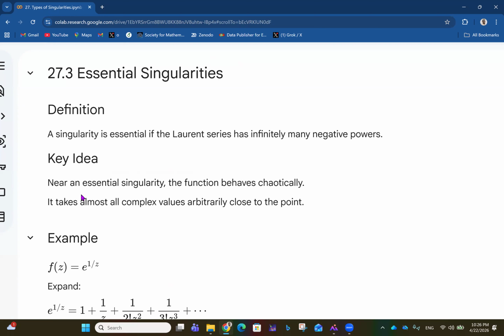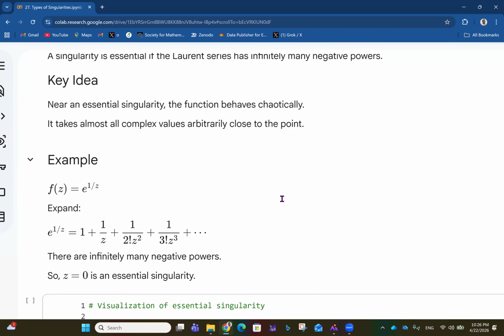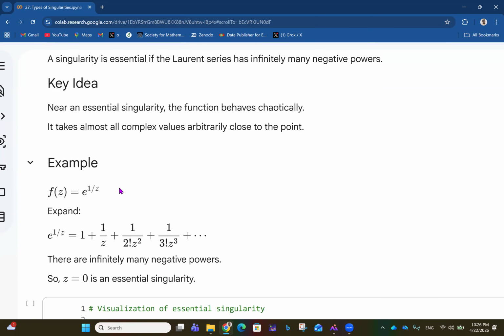The key idea here is that near an essential singularity, the function behaves chaotically. So it takes almost all complex values arbitrarily close to the point. A good example will be f of z equals e raised to 1 over z. If you expand this, you already know e raised to x is 1 plus x plus x squared over 2 factorial plus x cubed over 3 factorial.